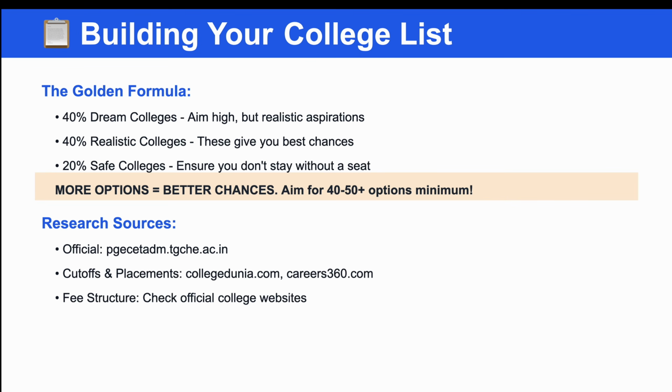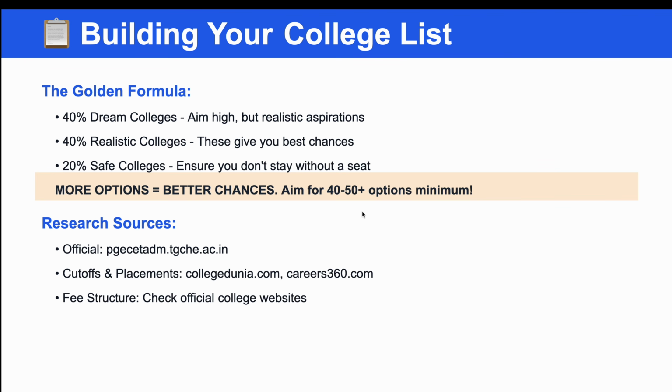Now coming to building your college list, see the golden formula: 40% dream colleges, aim high but realistic aspirations, and then 40% realistic colleges, that is the area where your rank absolutely fits, and 20% safe colleges, like if you don't get any of these colleges, then you can easily get there. More options is equal to better chances. Aim for 40 to 50 options minimum. See, as this is pharmacy, you can go for 25 to 30.